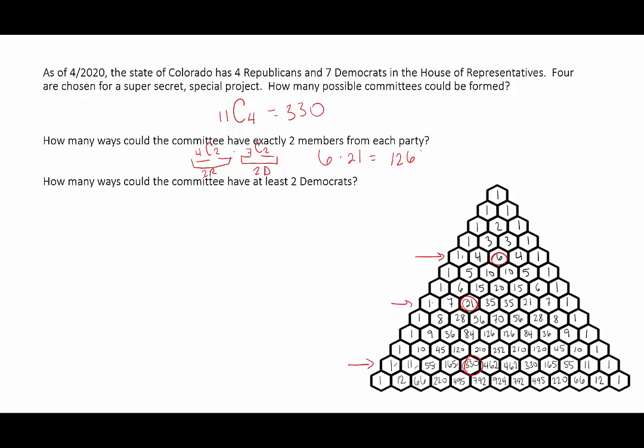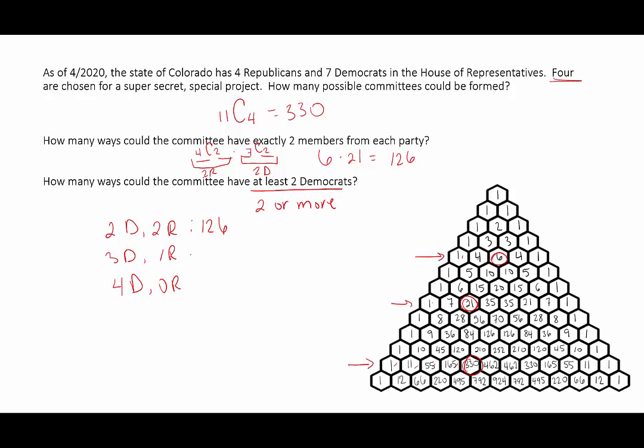And lastly, how many ways could the committee have at least 2 Democrats? So this is asking a different question. There's 3 considerations here. At least 2 means 2 or more. So how many does that mean? We could have 2 Democrats, in which case there would be 2 Republicans, which we already know the answer. There's 126. We could have 3 Democrats, in which case there would be 1 Republican, which we need to calculate. And we could have 4 Democrats and 0 Republicans.